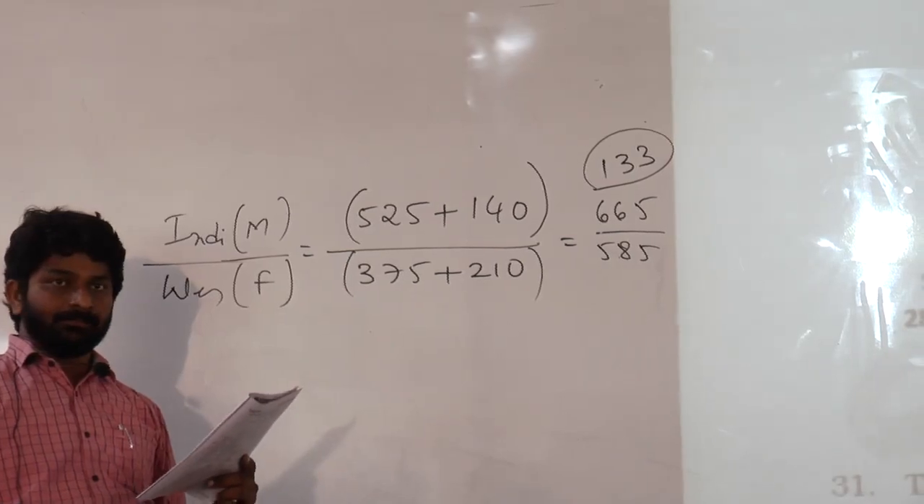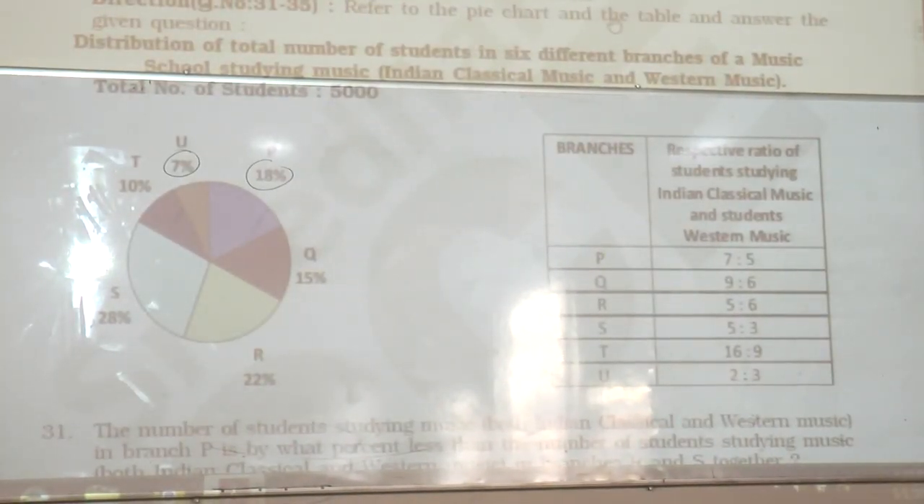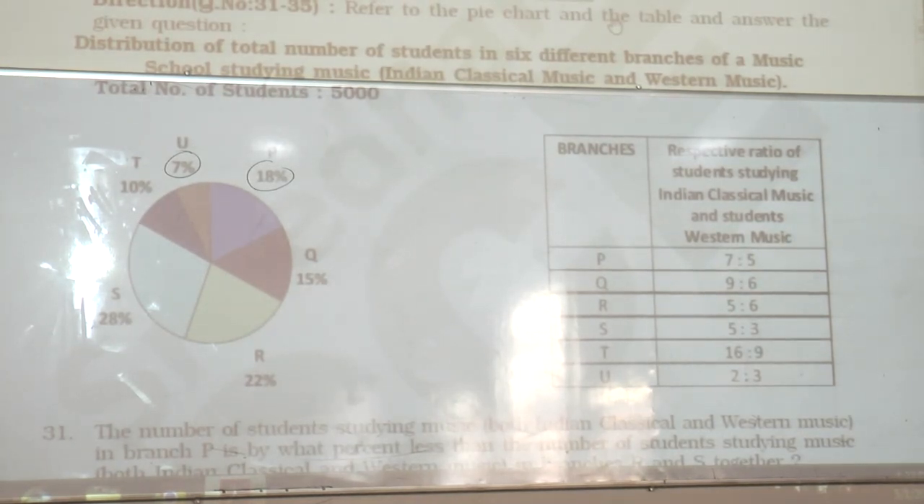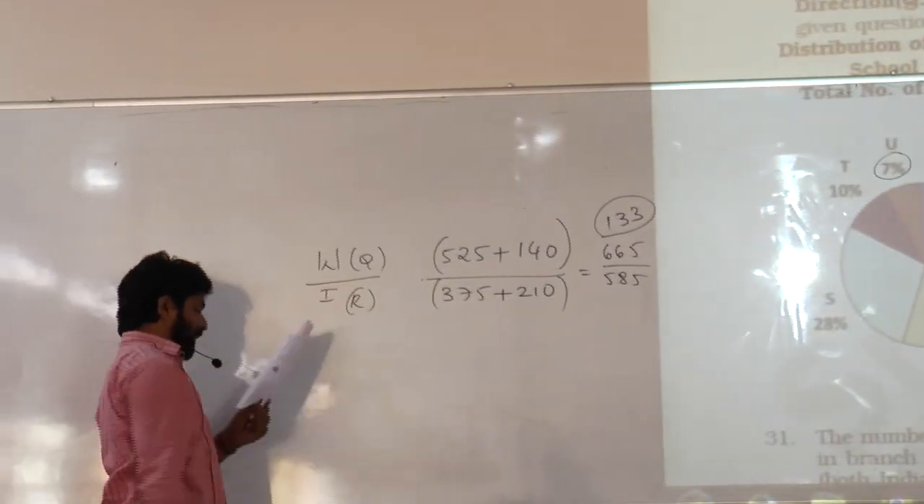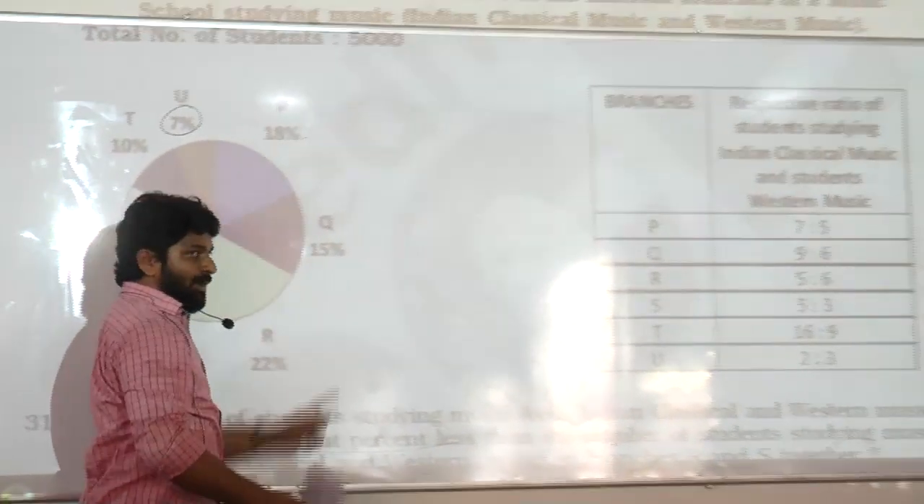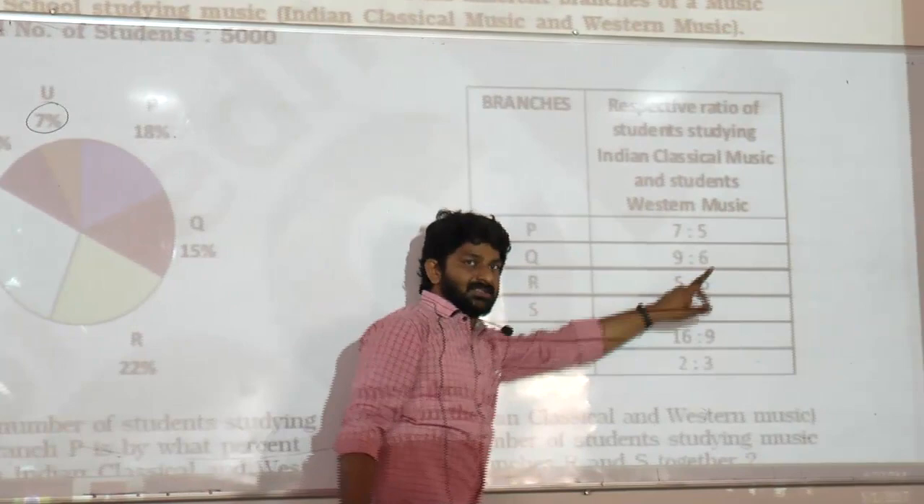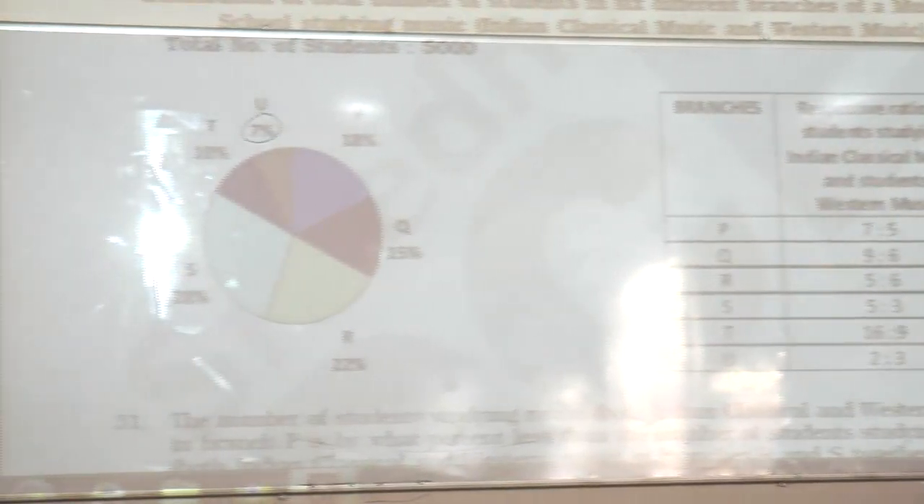Next. 33. The number of students studying Western music in branch Q are what percent of the number of students studying Indian classic music in branch R? So now you need to calculate Western from branch Q and then Indian classic music from branch R. Right. So Q in terms of percentage it is 15%. And the number of parts, 9 is to 6. Total 15 parts. One part is 1%. And for Q we need to go for Western music. How many parts? 6 parts. That is 6%.